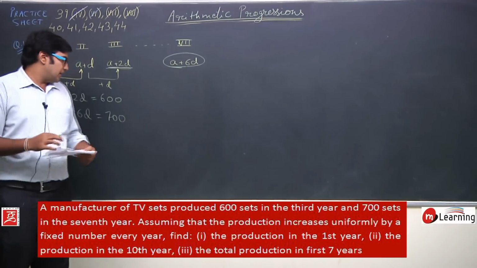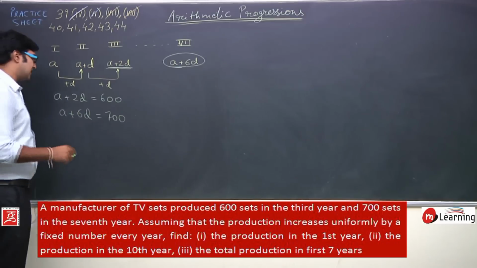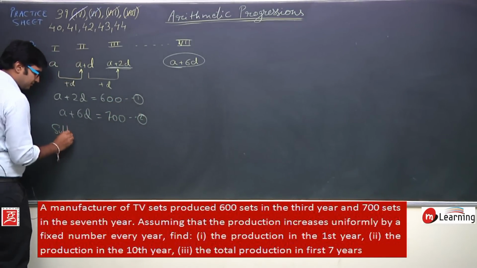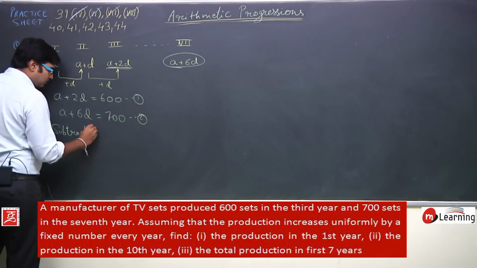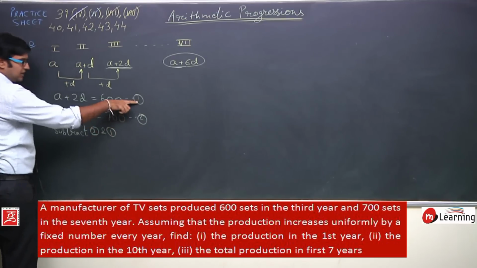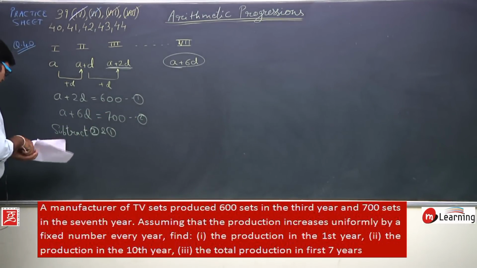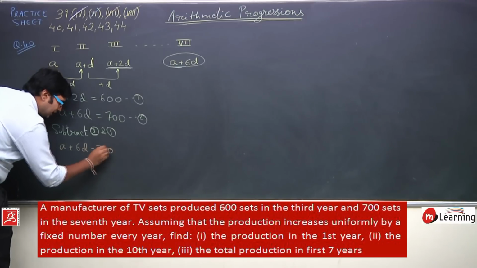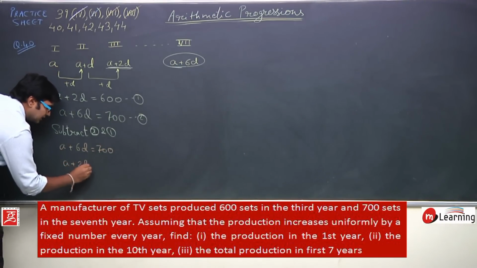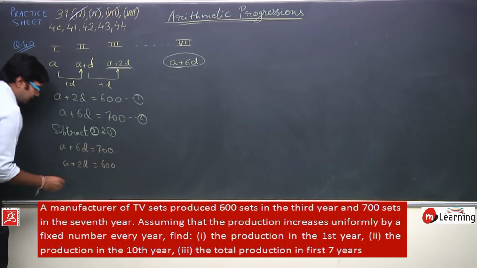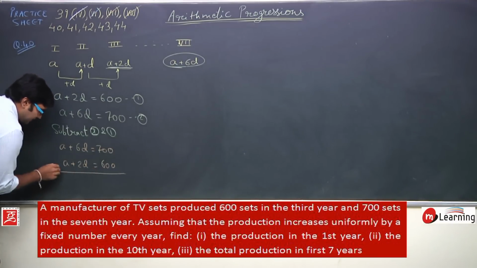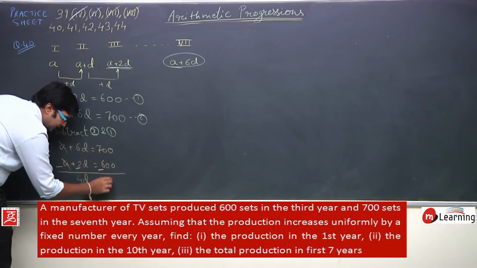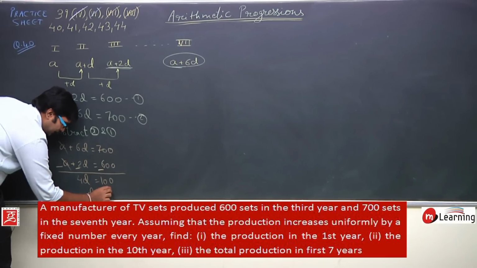So we can see A plus 2D is 600, A plus 6D is 700. This is first equation, this is second equation. Let us subtract 1 from 2, so this will give you A plus 6D is equal to 700 and A plus 2D is equal to 600. If I take the difference, A and A will get cancelled, this will be 4D is equal to 100, so D will be equal to 25.